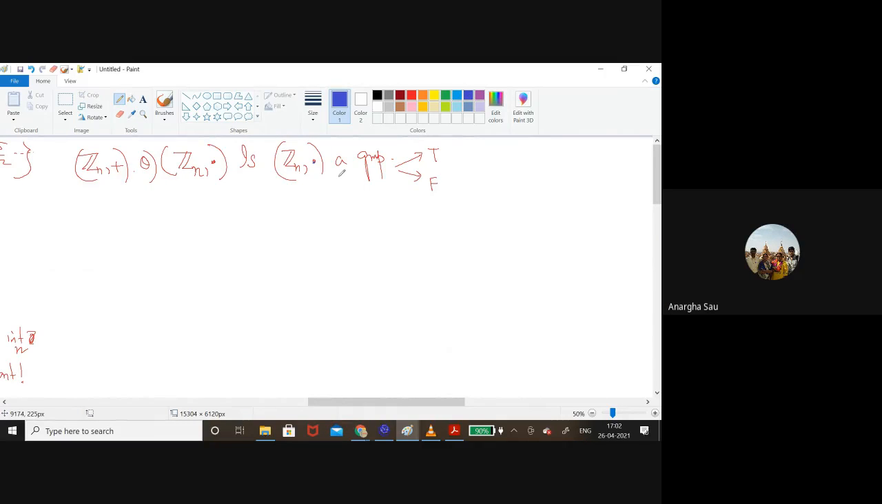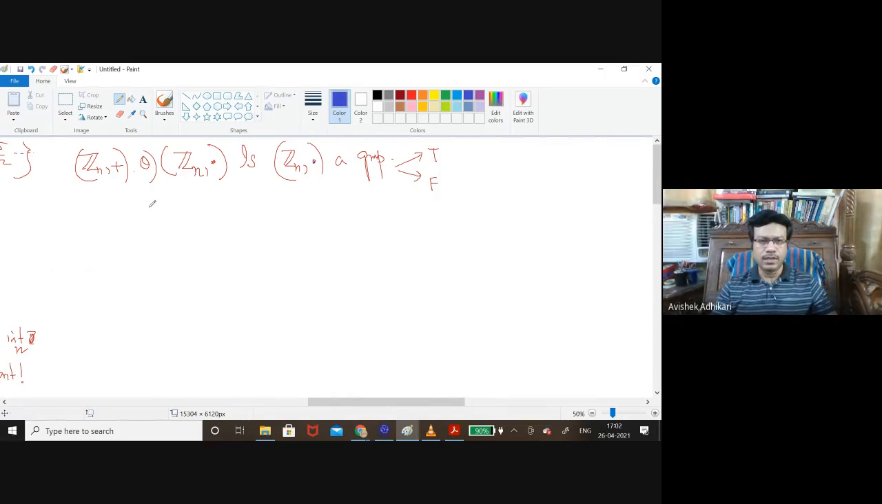Actually, if we take a from this group, and if the GCD of a and n is 1, then it should be a group. Okay, so take, say, Z6 and consider 5. Then GCD of a and 6 is 1. So you say that Z6 with respect to dot is a group.